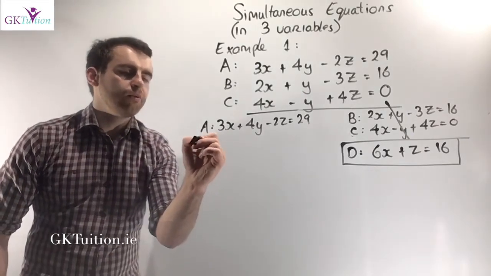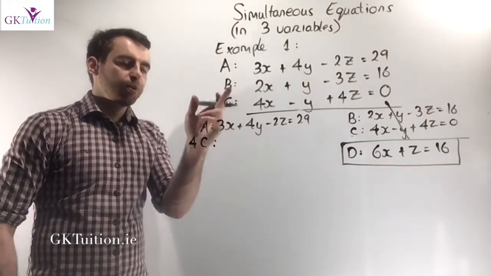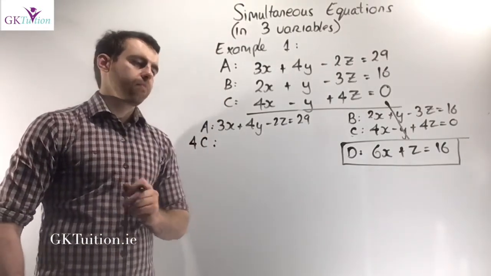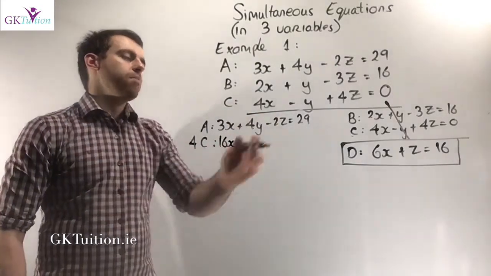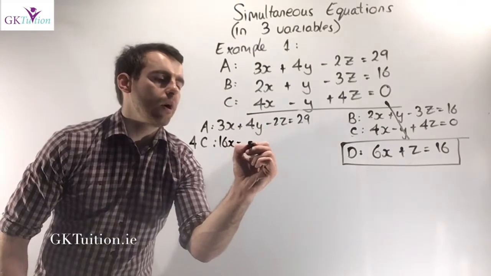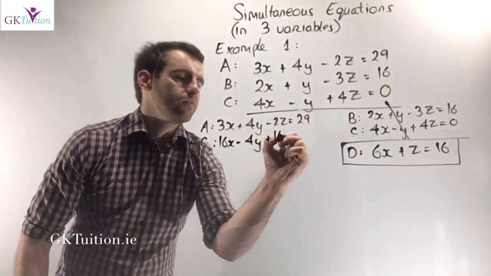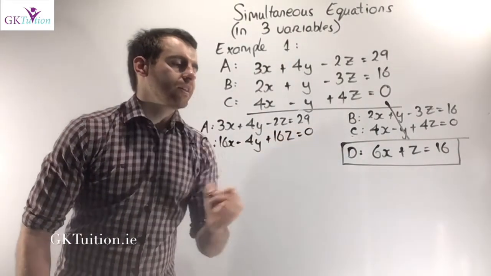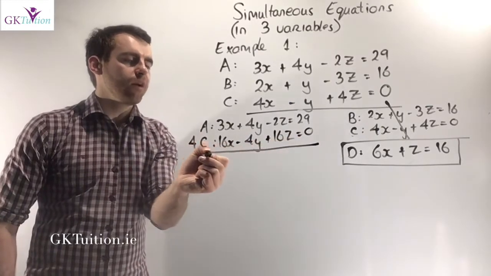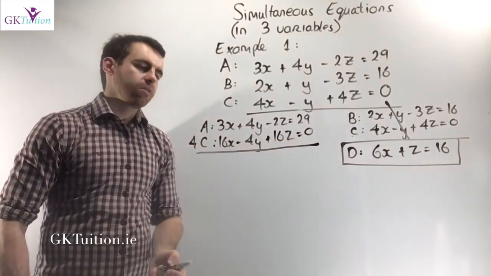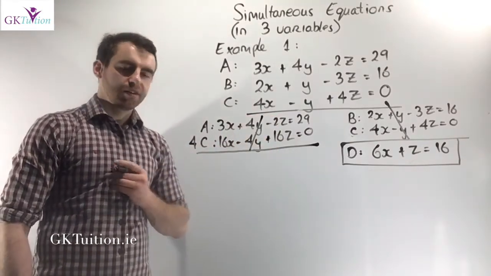So this time I'm going to rewrite 4 times C. I'm taking equation A exactly as it is, but then C multiplied by 4. 4 times 4x gives me 16x, minus y times 4 gives me minus 4y, while 4z multiplied by 4 gives me 16z, and I know that that is equal to 0. The whole point of multiplying equation C by 4 was so the y's would cancel. I have 4y minus 4y, so they're going to cancel each other out.